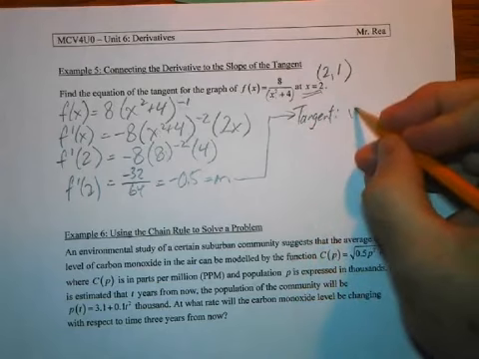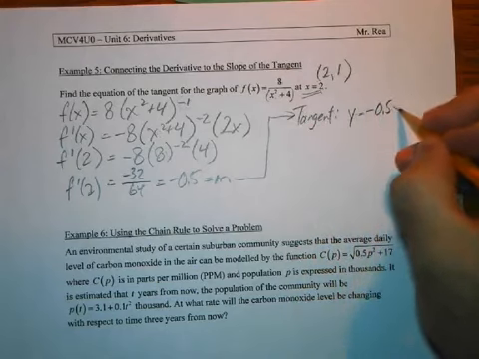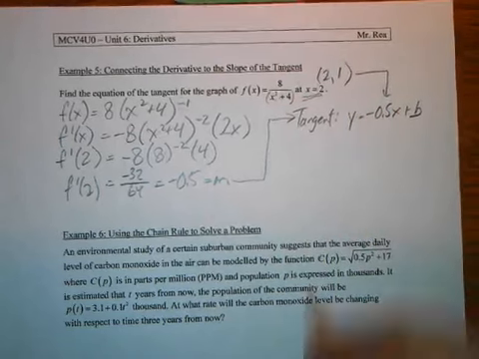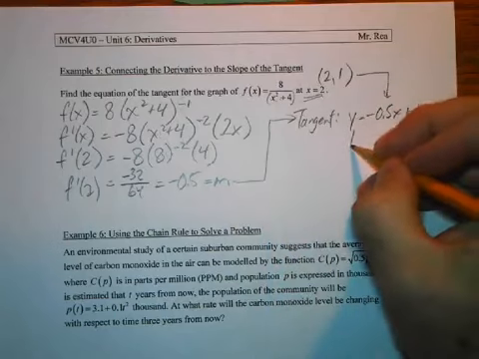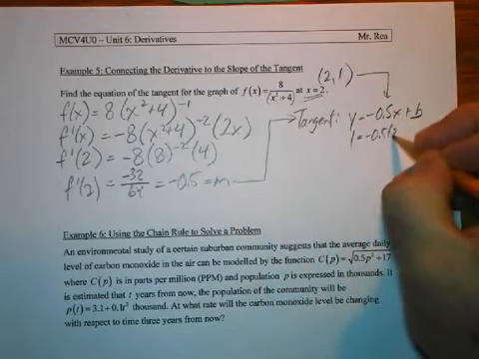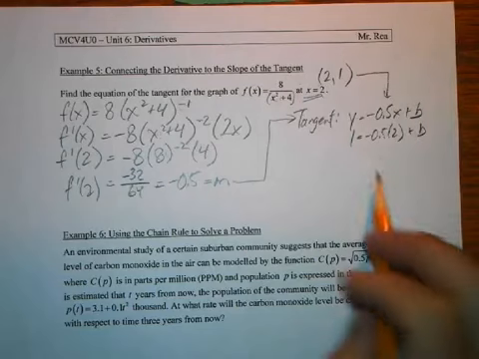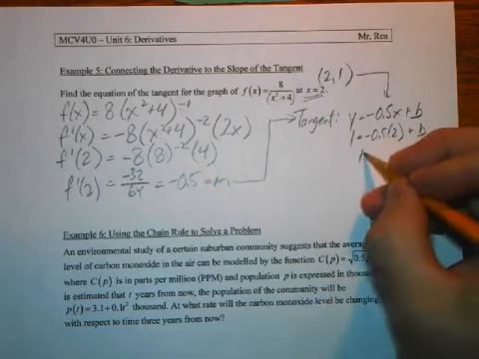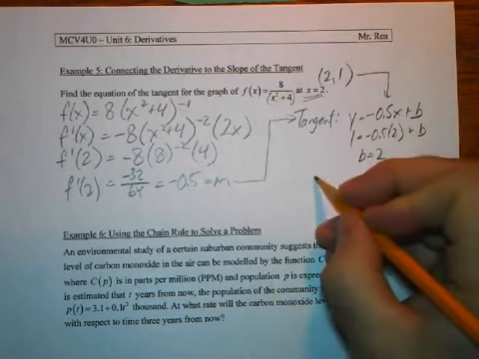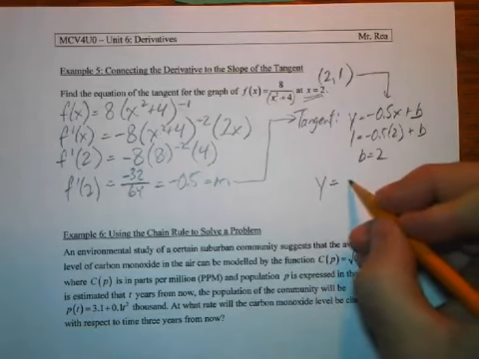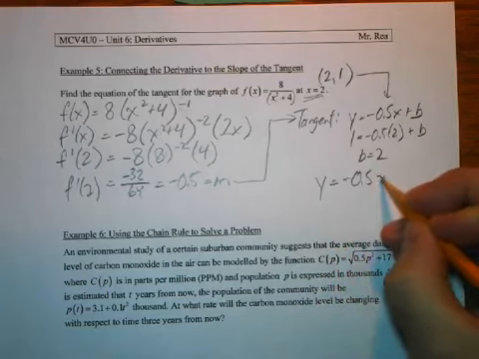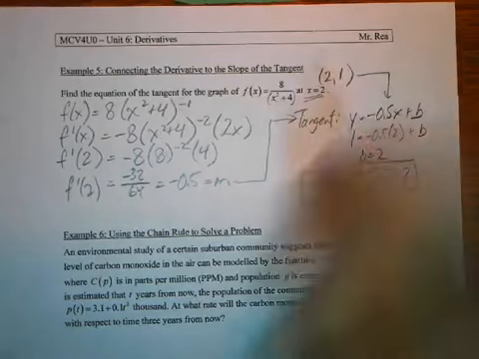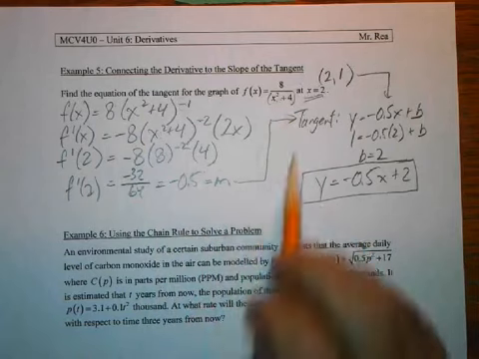is going to be y equals -0.5x plus b, and this is where we sub in the point 2, 1. So we've got 1 equals -0.5 times 2 plus b. -0.5 times 2, that's -1. Add 1 to both sides, we get b equals 2. And therefore the tangent's equation is y equals -0.5x plus 2. And that's what they were asking for, the equation of the tangent at that point for that graph.